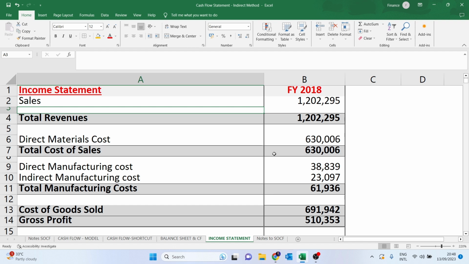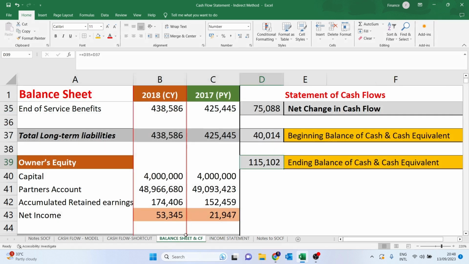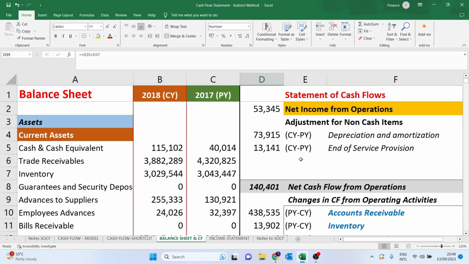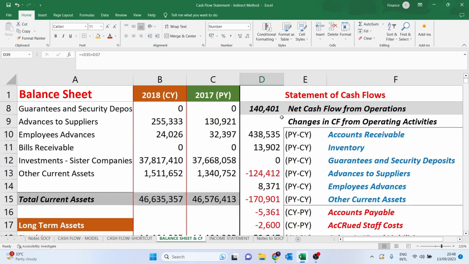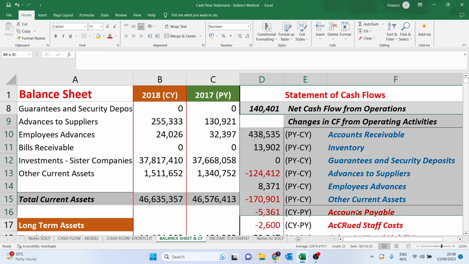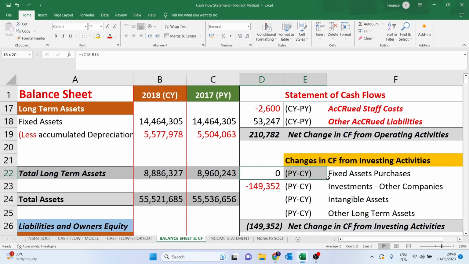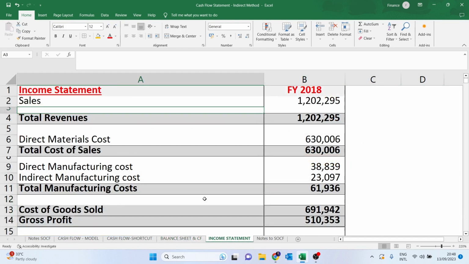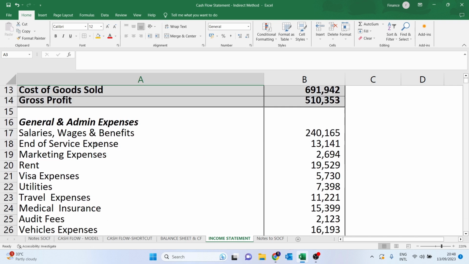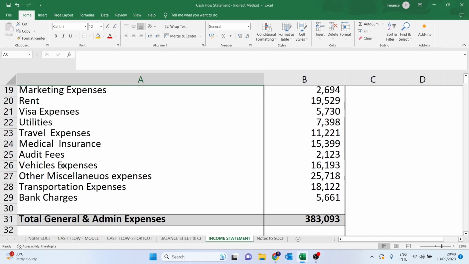How will we show it separately? First, we will remove that effect from the operating section, and then because sale of a computer is an investing activity, we will show it in the investing activity. That is why I'm telling you, just check the income statement. There will not be more, one or two transactions might be there. Here there are no such transactions. In general and admin expenses also, these are normal daily operations expenses only.